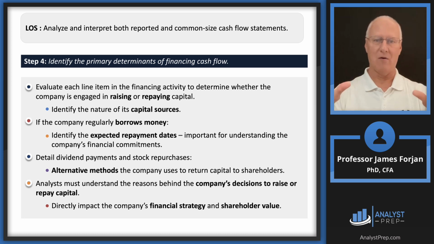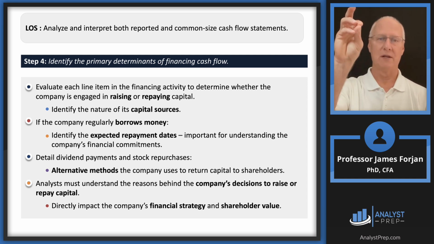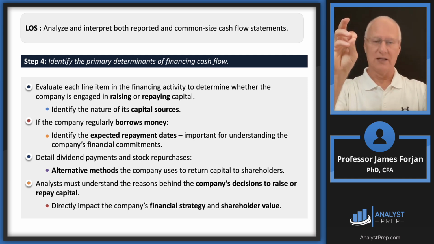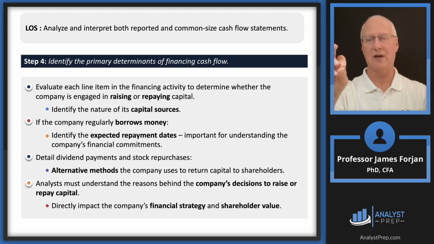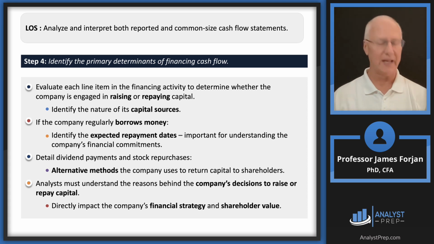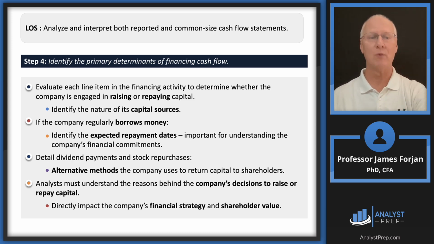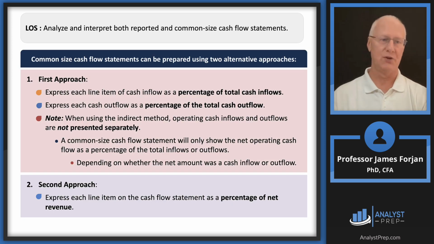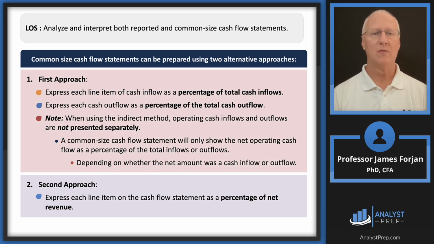So I want you to think about what we just did in this first part of this learning module. We looked at the income statement. That was operating cash flow. We looked at the left-hand side of the balance sheet. That was investing cash flow. We looked at the right-hand side of the balance sheet, and that's financing cash flow. And I think if you break them down to those 2 financial statements and relate them to cash, you should do fine. Let's move on to the common size cash flow statements.